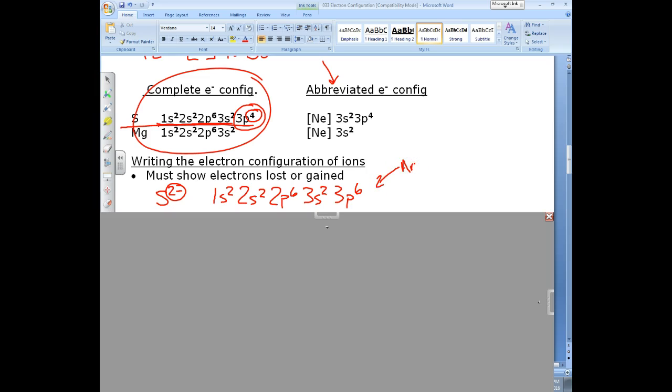Noble gases are stable, and that is a common thread throughout chemistry, that atoms are trying to become more stable. So if sulfur can get its electron configuration to look like argon by gaining 2 electrons, that's what it's going to do. And sulfur will often like to gain 2 electrons.